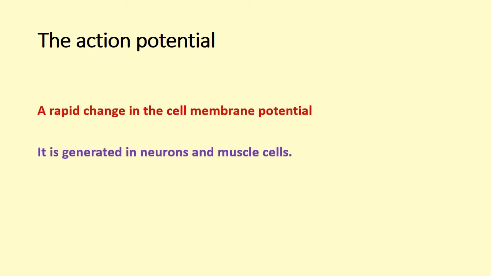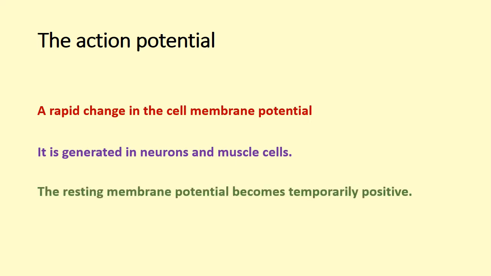An action potential is defined as a rapid change in the cell membrane potential that is generated only in excitable cells such as neurons and muscle cells. In this process, the resting potential of the cell membrane becomes temporarily positive and immediately returns to its initial state.